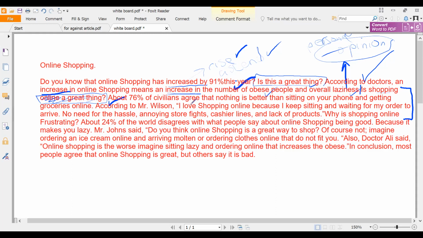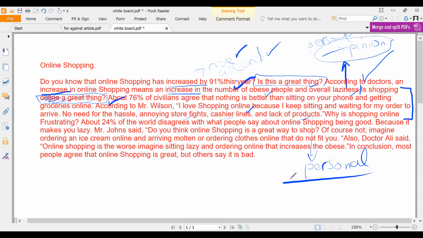Where is the other? 70% of civilians agree that nothing better than sitting on your phone and getting groceries online, according to Mr. Wilson. I love shopping online. This is the quotation of Mr. Wilson, right? Yes. Because I keep sitting and waiting for my order to arrive. No need for the hassle, annoying store fights, cashier lines, and lack of products. Great. These reasons can be mentioned as something personal.